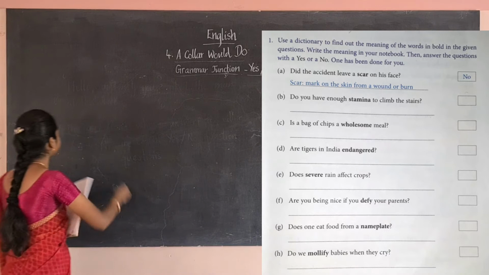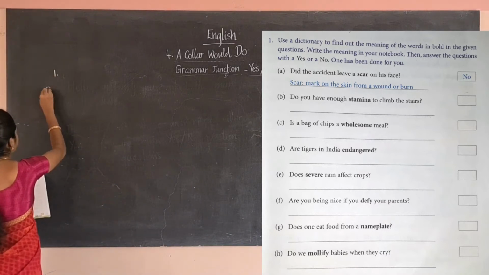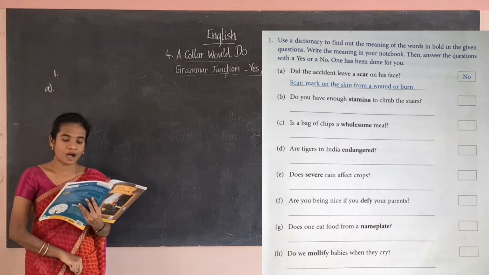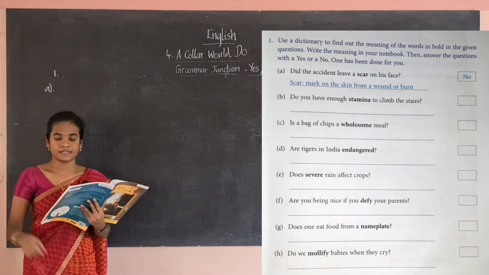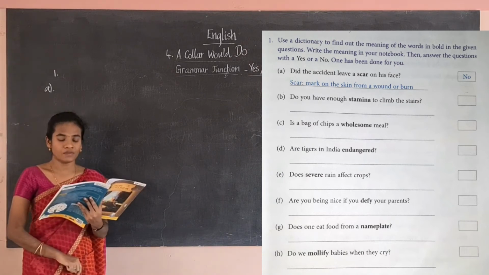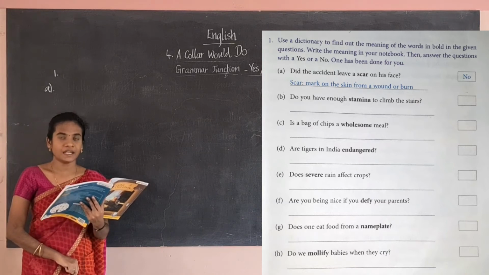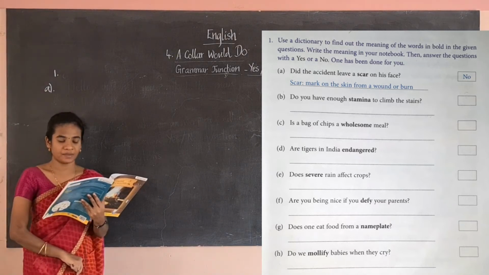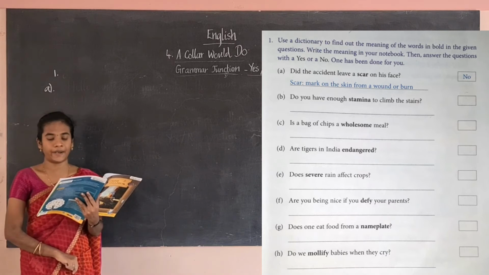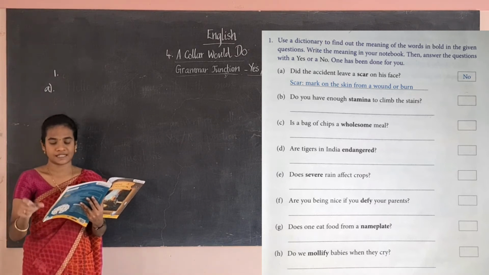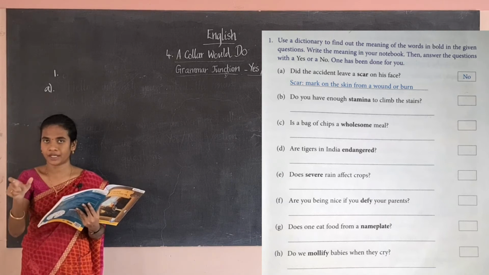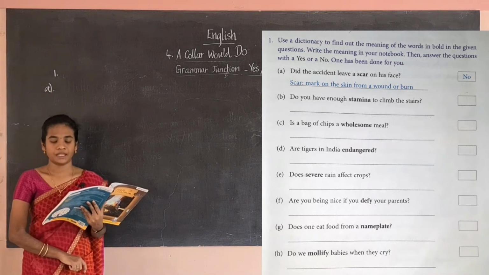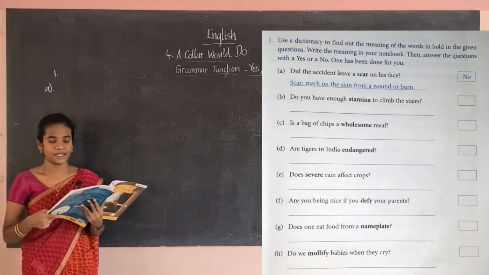First, A. The question is, "Did the accident leave a scar on his face?" They have done this for you as an example. Here the bold word is scar. The meaning of scar is a mark on the skin from a wound or burn. After you have finished the meaning, you have to write yes or no. "Did the accident leave the scar on his face?" No. Here they are telling no. So this is an example.